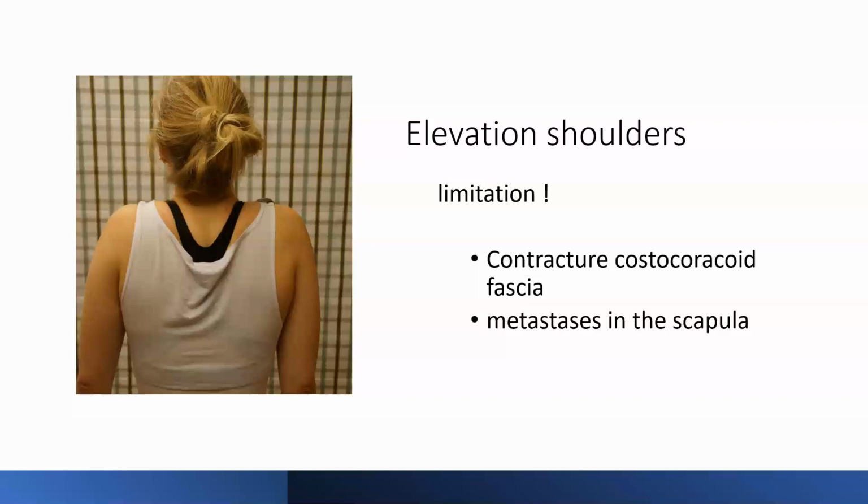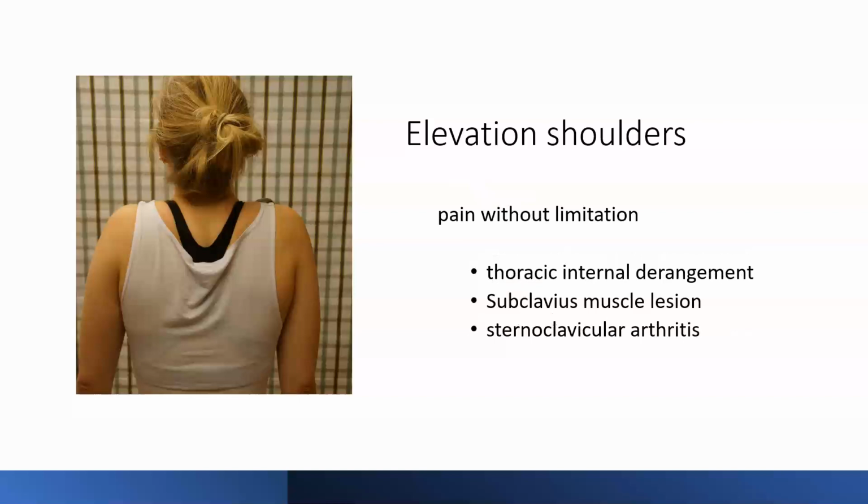One of the next tests we did was shrugging the shoulders. There could be a limitation, a unilateral limitation, which is very, very rare. But that could be connected with a contracture of the costocoracoid fascia or metastasis in the scapula, but very rare. Much more frequent is that during this movement the patient has pain.